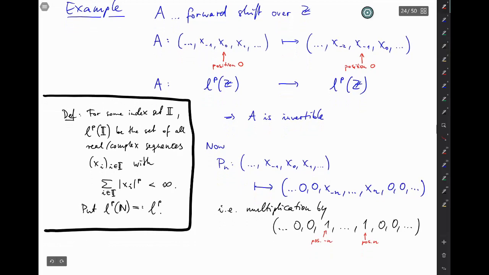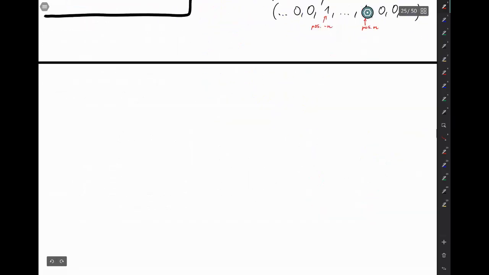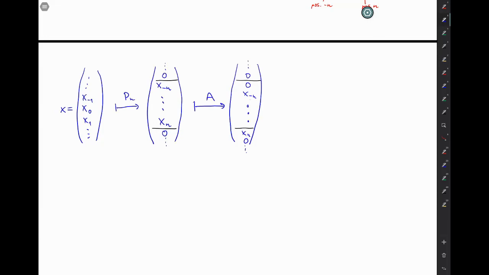Okay, now what happens if I use these operators Pn to produce my finite sections? Well, let's play column vectors here. I think that makes it easier to understand. So our two-sided infinite sequence or vector is first truncated by Pn. Then you apply the operator, which is the forward shift. So everything is moving down by one position here. Okay, and then you truncate again by Pn, let's say. And this will just erase everything that is outside these black lines, which are located at position -n and n. Okay, and that's your result.